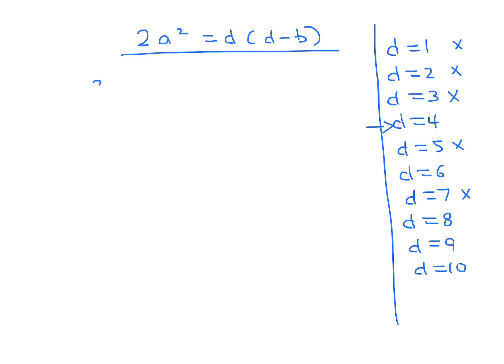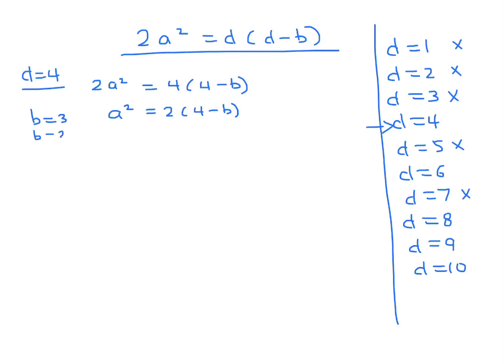If d equals 4, then we've got 2a squared equals 4 times 4 minus b. So this means a squared is equal to 2 times 4 minus b. All right, so we don't know what b is. Well, if d is 4 and b is an integer, b can be either 3, b can be either 2, or b can be either 1. So we've got to figure this out for each of these.